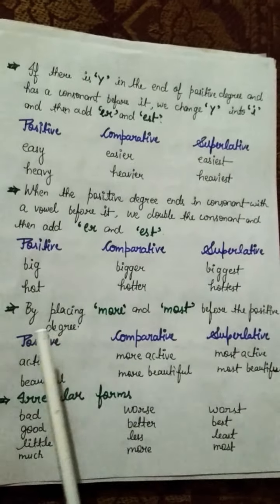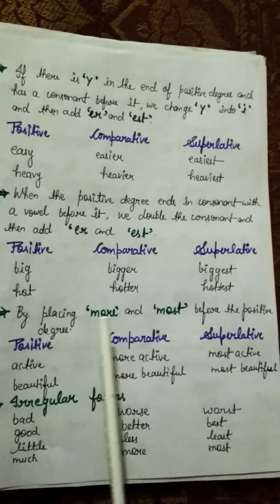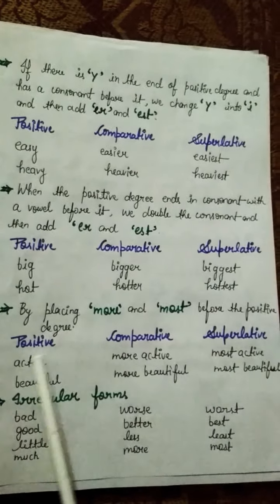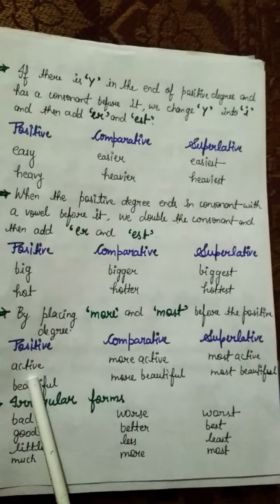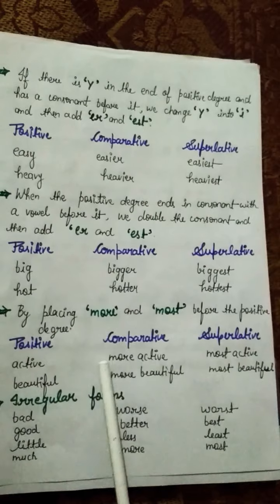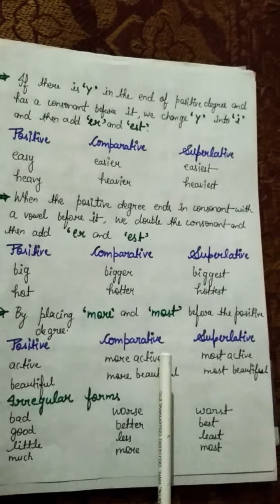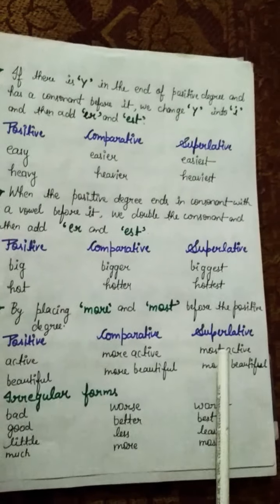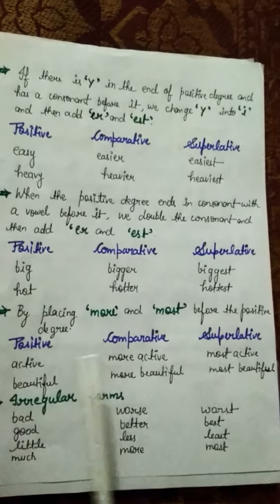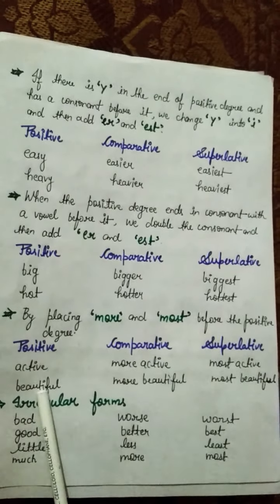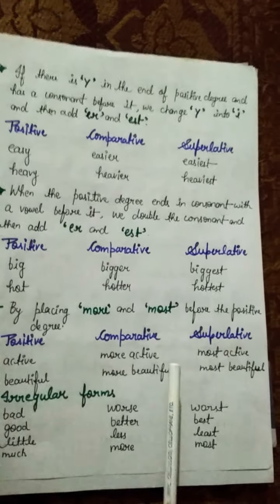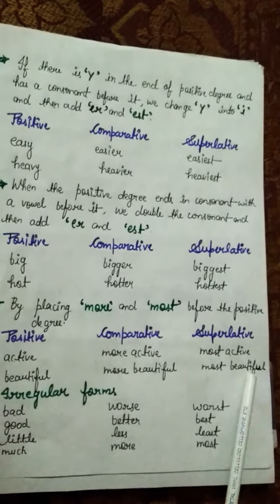Is that clear? Next rule, by placing more and most before the positive degree. Now see in positive degree, active. So you will use more before it. Then it will be changed into more active. And in superlative degree, you will use most. Then it will be changed into most active. Same way you will do another. Beautiful. Beautiful will be changed into more beautiful, and in superlative degree, most beautiful.